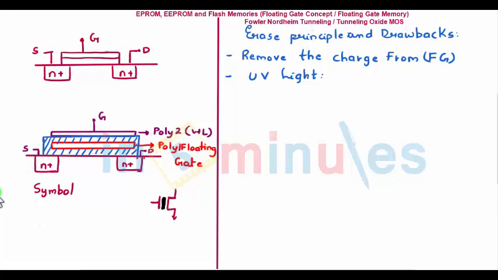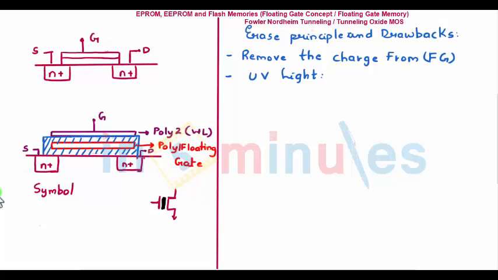The ultraviolet light will increase the conductivity of the silicon dioxide surrounding the floating gate. Once the conductivity of the silicon dioxide surrounding the floating gate is increased, it will allow all the charge that was trapped onto the floating gate to be released, and now you can turn on your transistor. There is no charge on the floating gate, so it behaves like a normal transistor, and you can turn on your transistor with a normal threshold voltage.